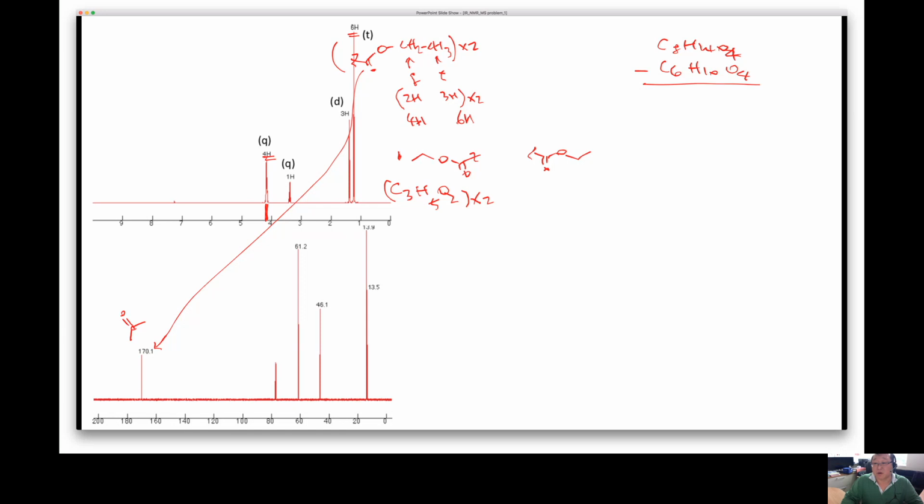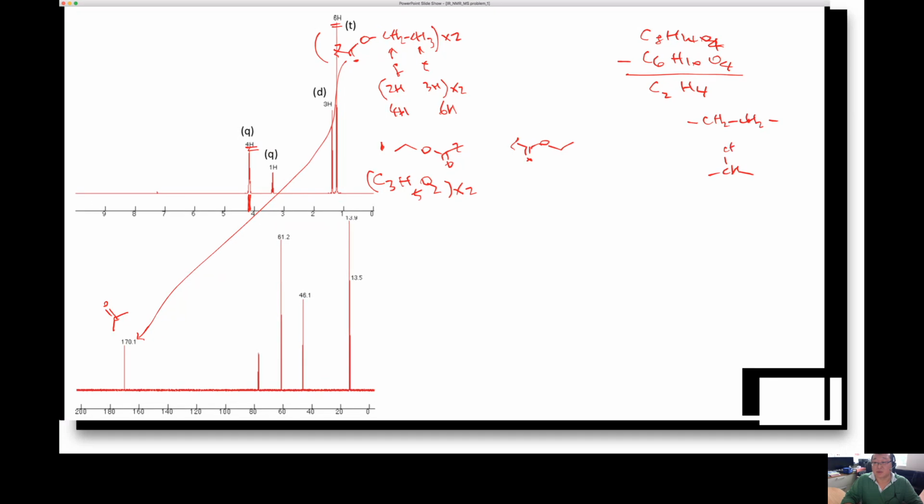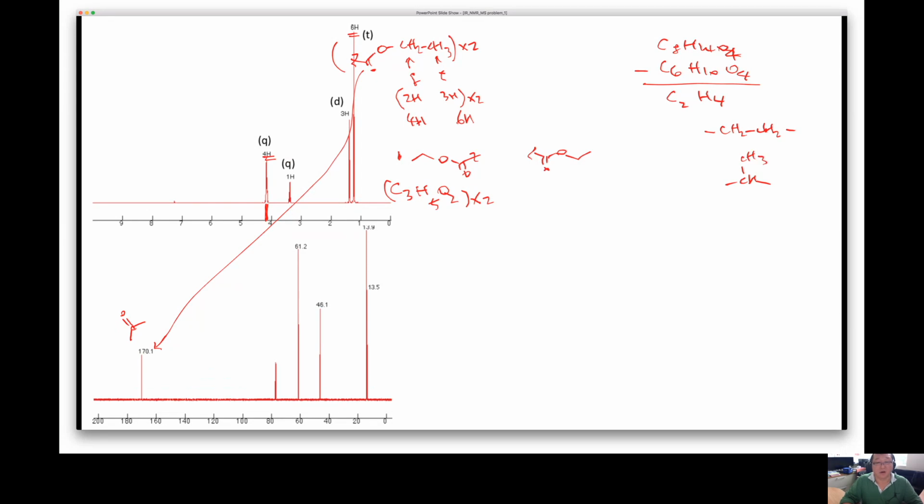And then we substitute out, and we found out C2H4 is left to be found out. So two carbons and four hydrogens. That could be CH2, CH2, or it could be CH and CH3. There are two possibilities there. Which one is it in the molecule? The clue is in here.